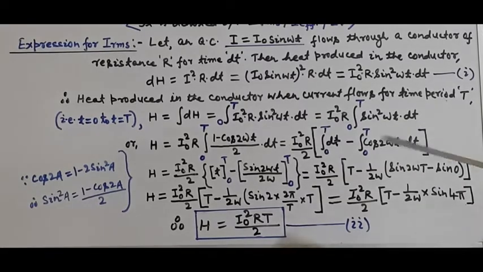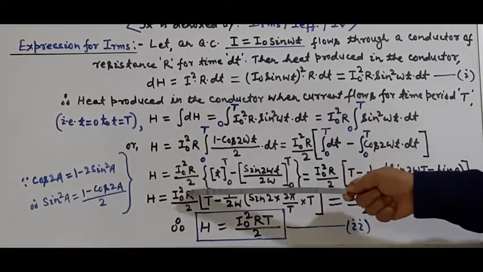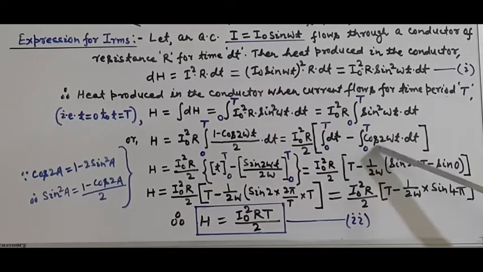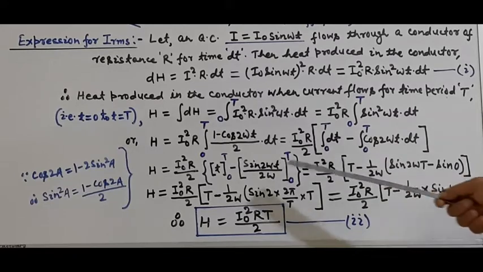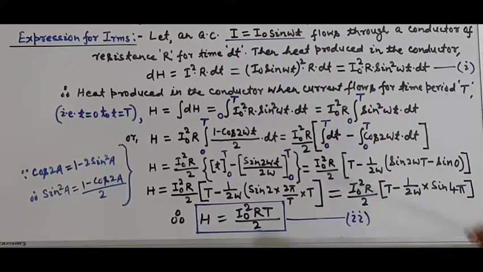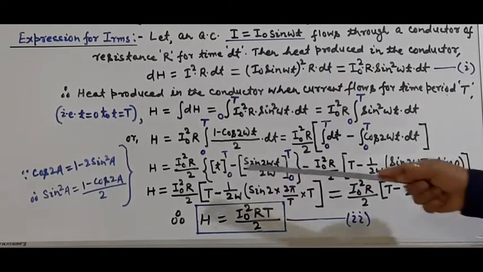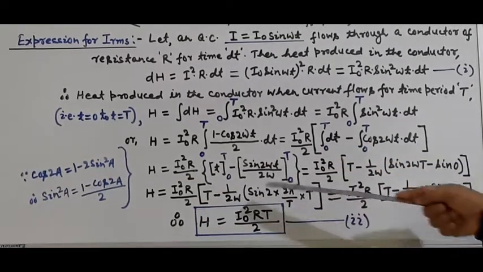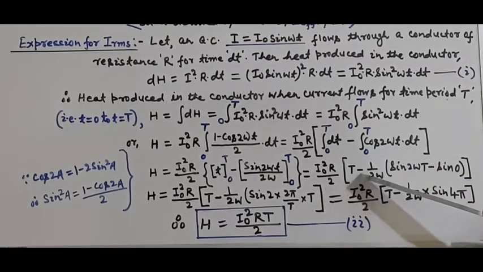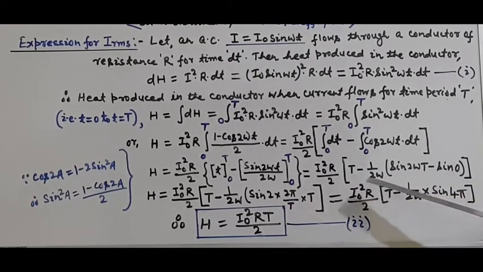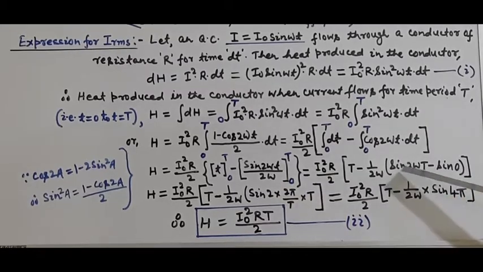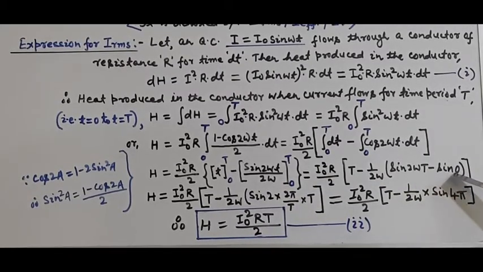Integrate both. At the next step, I naught square R by 2, and the integration of dt is t, limit 0 to T, and cos 2 omega t will be integrated, its value becomes sin 2 omega t by 2 omega, and the limit is 0 to T. So put the limit. Again I naught square R by 2 is out. Here t, upper limit minus lower limit, becomes capital T minus 0, that is T, minus 1 by 2 omega out, and sin 2 omega t, at the place of t we write capital T and then 0. So sin 2 omega T minus sin 0.